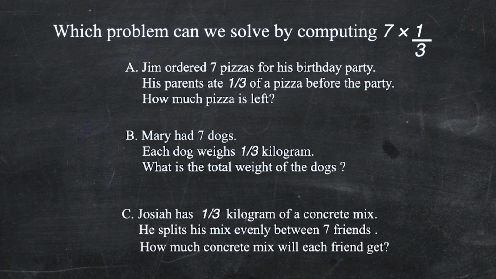Option C, Josiah has 1/3 kilogram of a concrete mix. He splits his mix evenly between 7 friends. How much concrete mix will each friend get? Now option A speaks about subtraction between 1/3 from 7, while option B speaks about 7 multiplied by 1/3, which is our correct answer. And finally, option C speaks about 1/3 divided by 7 friends.